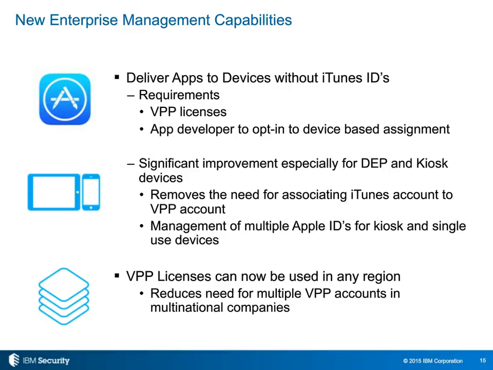Now, how this works is it does have some requirements. It does require VPP licenses, and that is what you're going to be assigning to the device, making sure the device has the rights to use the application. And then it also requires the application developer to opt in to device assignment as well. They don't have to do this, but we expect most developers to do so, and we can, of course, determine in our product which ones have and which ones have not, and it can tell you that. So assuming both those are true, you have a VPP account and the applications you want to push are available for device assignment, you can then simply distribute those to your devices, and we'll give you a quick demo of how that's done on the admin console a little bit later.